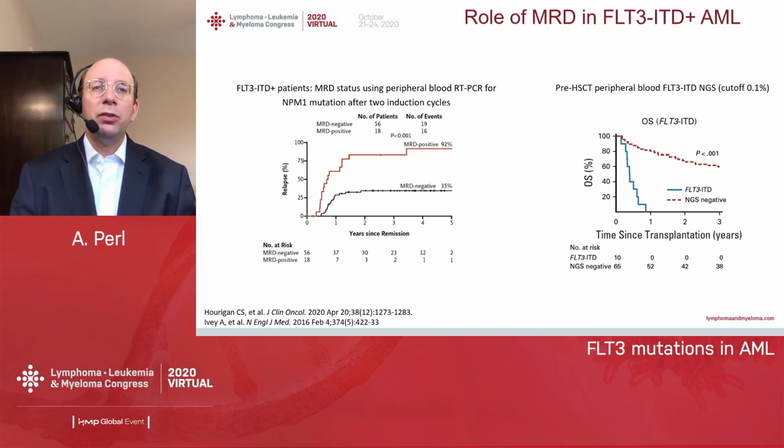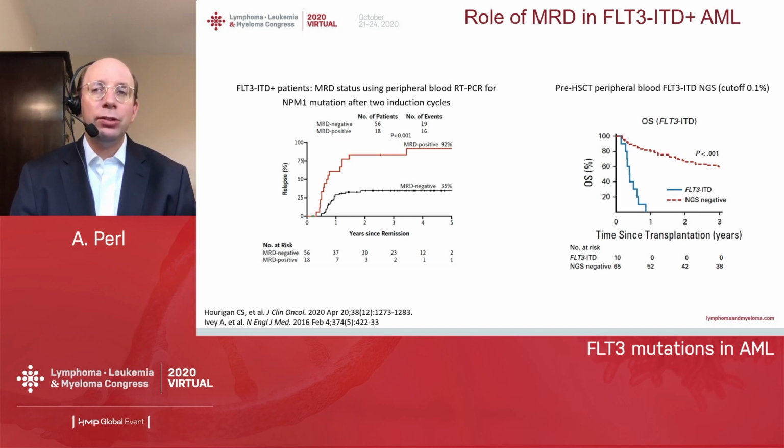Subsequent data have shown that the role of MRD negativity is a strong predictor of relapse in patients who are FLT3 ITD positive. Here's a study on the left from the UK MRC, not using a TKI-based regimen, but just a chemotherapy regimen, and looking specifically at patients who are nucleophosmin co-mutated. Here, looking for NPM1 burden in the peripheral blood. Patients who had detectable NPM1 mutation in the blood after 2 courses of chemotherapy had a very high relapse rate. But interestingly enough, you could be FLT3 ITD positive, MRD negative, and not necessarily have a particularly high relapse rate.